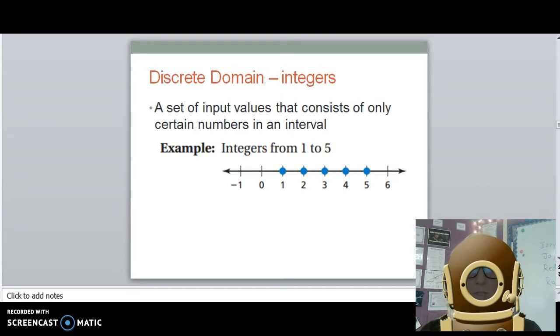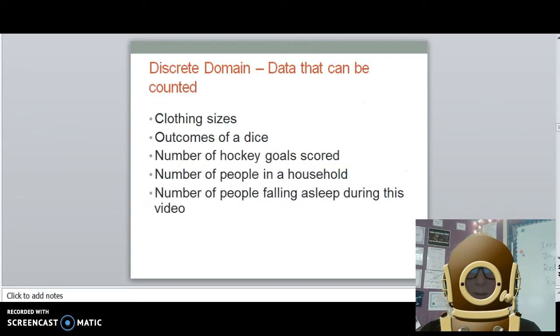Discrete data or discrete domains is the set of input values that consists of only certain numbers in an interval. So on a number line, I can count the numbers 1, 2, 3, 4, 5, so on and so forth. Those are what we call discrete domain values. For example, if you were to graph the clothing sizes for women or men, typically clothing sizes are in whole numbers. So for example, women's clothing sizes might be 2, 4, 6, 8, so on and so forth.